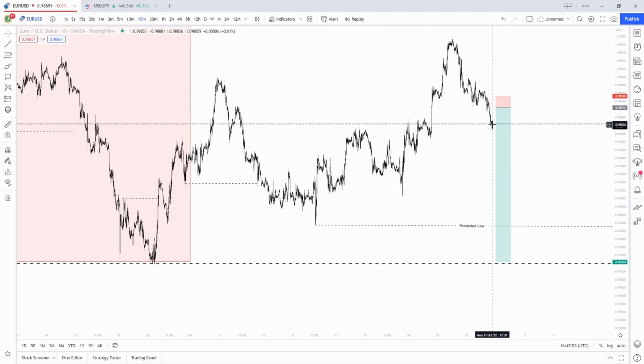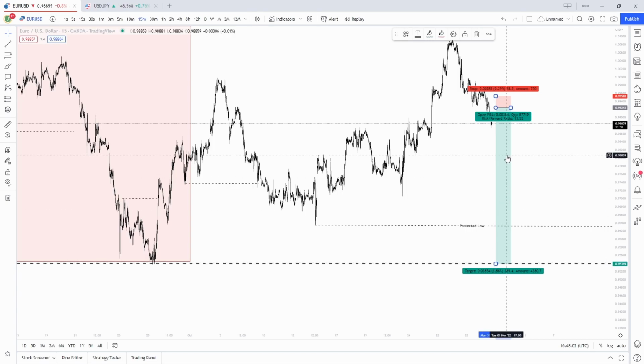So instead, we could take a partial close, so close maybe 50% of the position, and then leave 50% remaining because we understand that price could work within our higher time frame bias at this point.